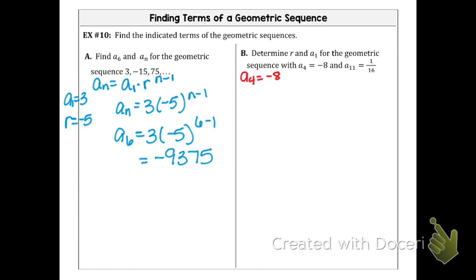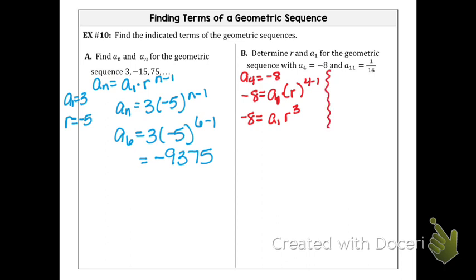So I'm going to go ahead and set up my equation though. Using that same equation for a sub n, negative 8 equals, we don't know a sub 1, we don't know r, raised to the n minus 1, so it's 4 minus 1. And so I can simplify that. I get negative 8 equals a sub 1 r cubed. All right, I'm going to stop there for a minute.